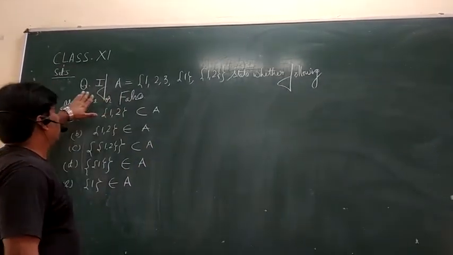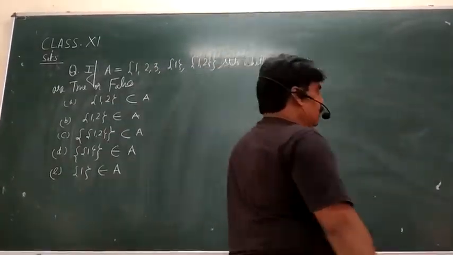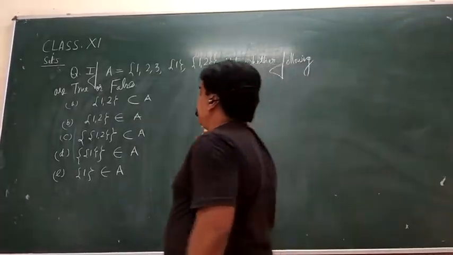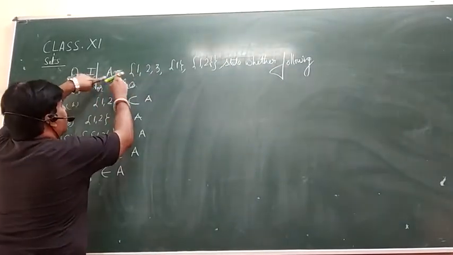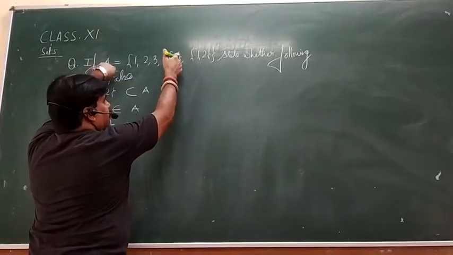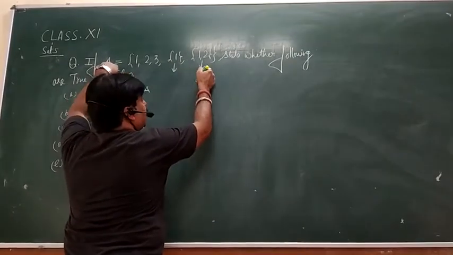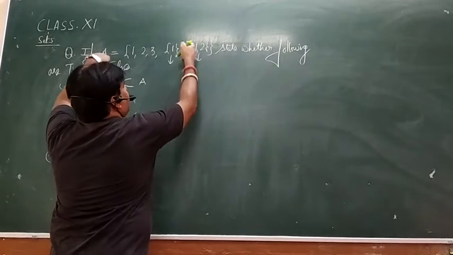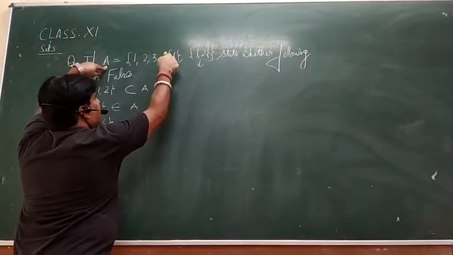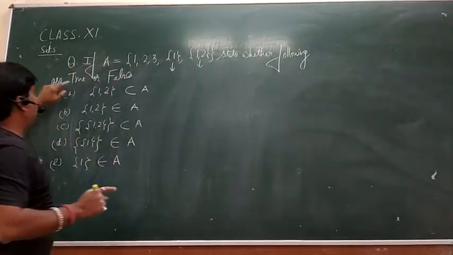Now one question we are taking. With the help of this question, we will try to understand subset and belongs to. See the example. If A is the set whose elements are 1, 2, 3, and {1, 2} inside the curly bracket, this is a set in itself. And {1, 2} is also a set in itself, but it is working as an element for the set A. State whether the following are true or false.